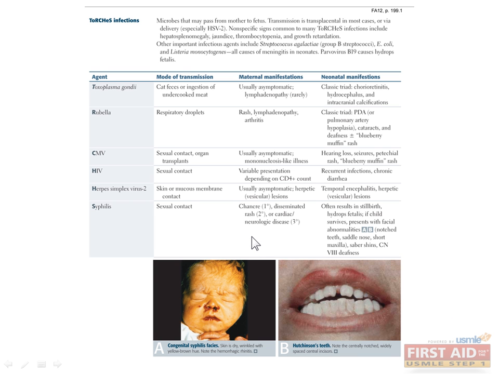The TORCHES infections have been mentioned several times throughout this chapter, so now let's go over them in more depth. Basically, the TORCHES infections are a collection of pathogens that can cause congenital defects when passed from a mother to a developing fetus. The reason they're called TORCHES infections is because that's the mnemonic that's used to remember them. Toxoplasma gondii, rubella, CMV, HIV, herpes simplex virus, and syphilis spell TORCHES.